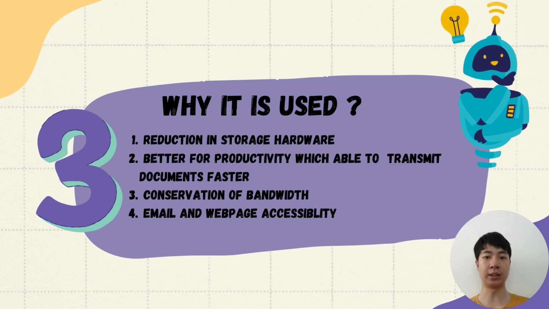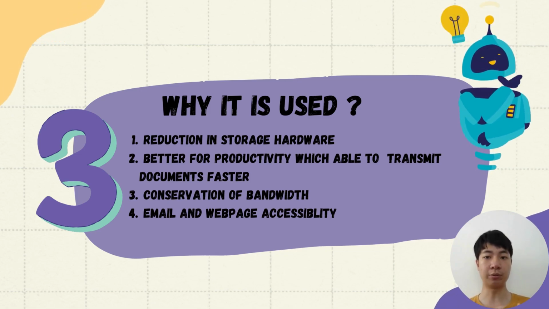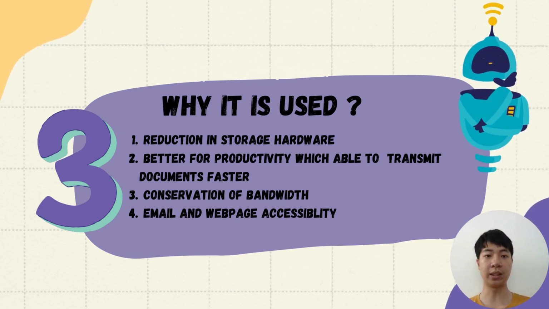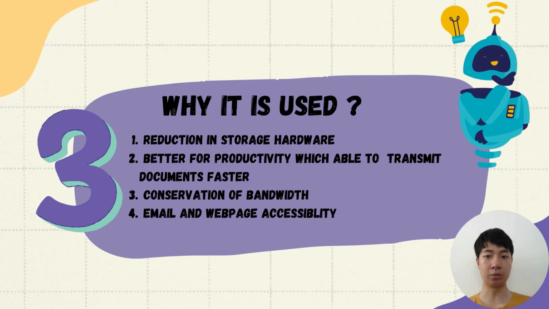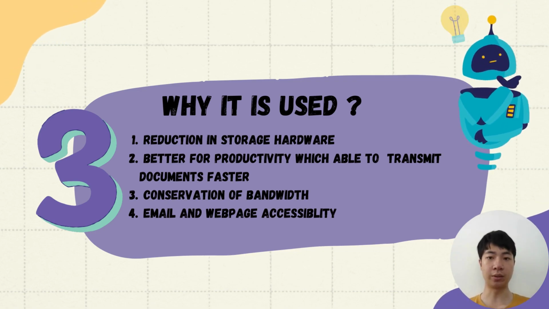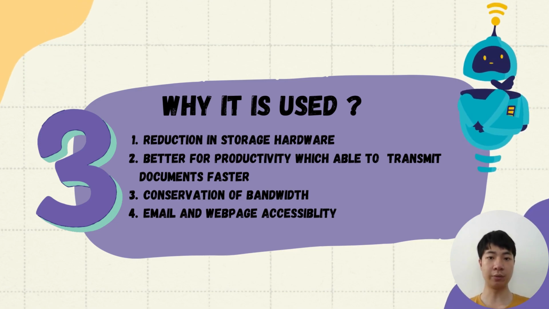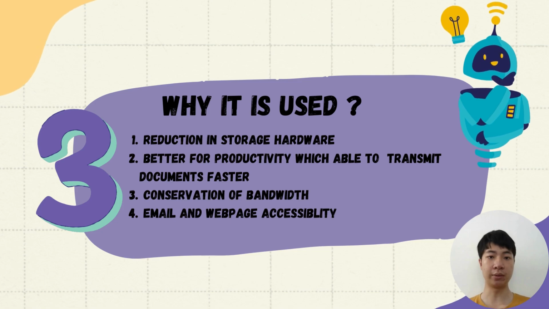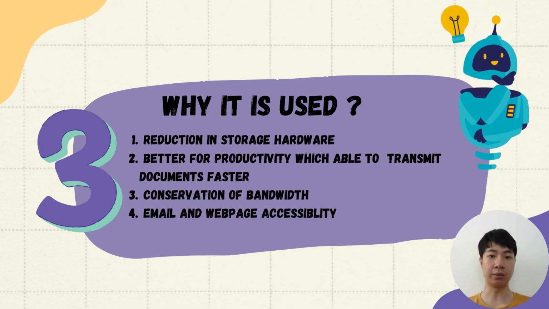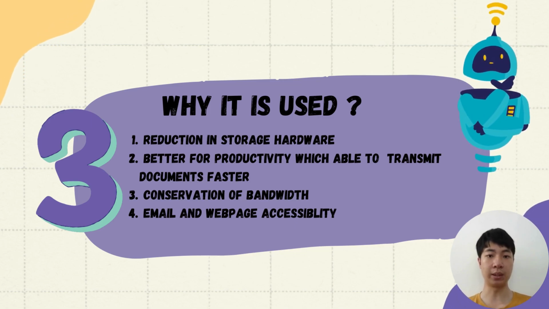File compression is essential for optimal efficiency. Being able to transmit the document faster and more easily saves time, so that you will not be constantly hitting pause on your work to wait for the file to upload or download. The next one is the conservation of bandwidth. The compressed data requires fewer network resources, resulting in significant bandwidth saving. This advantage is particularly crucial in wireless networks, where bandwidth is often limited.